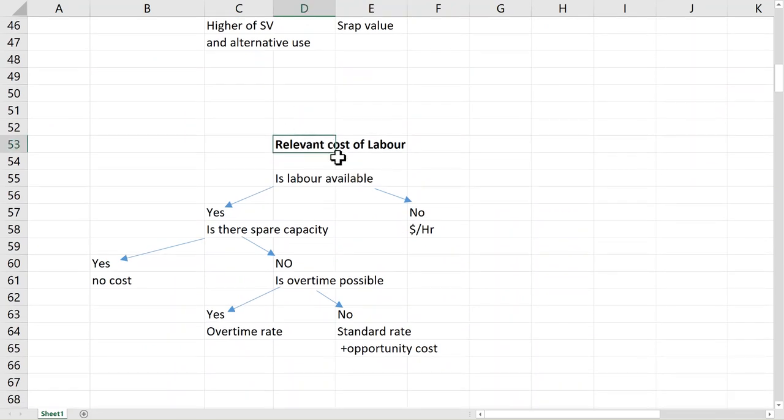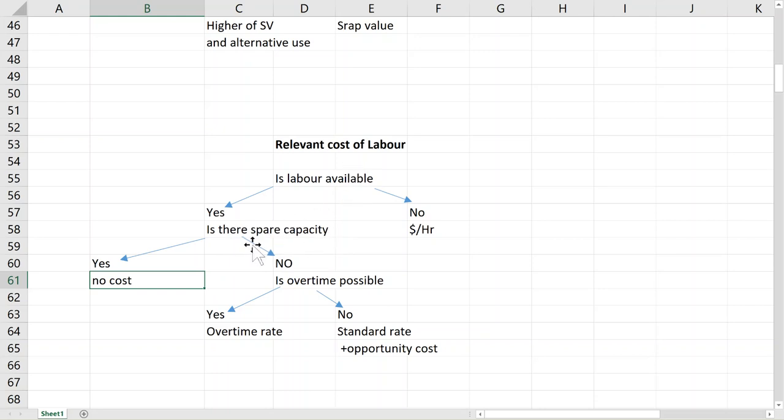Relevant cost of labor. The first question we ask is labor available for the job? If no, whatever is the cost per hour, higher cost will be the relevant cost. If it is available, is there spare capacity? Is there extra hours available? If yes, there is no cost because we are already paying them. It costs us, labor costs us, but there is no extra cost in that decision that we are taking.